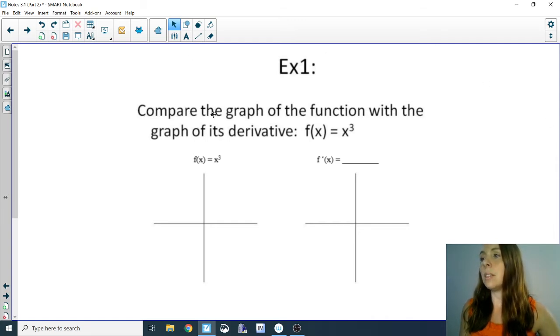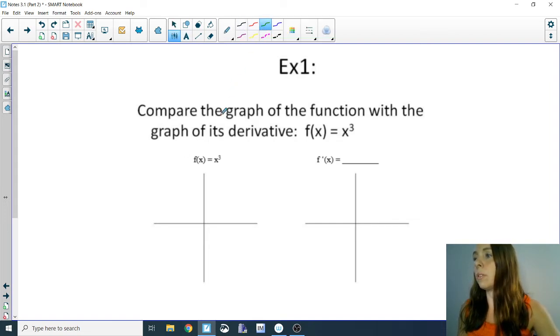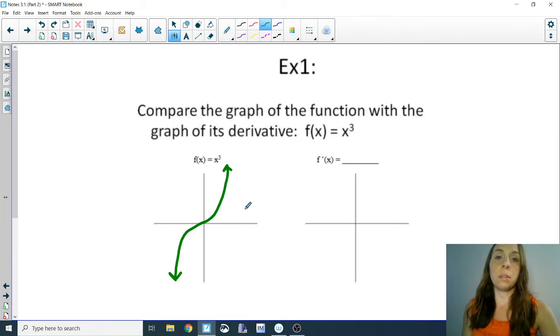Okay, so all it says is compare the graph of the function with the graph of its derivative. So let's just do the graph of the function first, and we're just going to do a quick sketch. We know that f of x equals x cubed is this S-shaped graph, like this. Again, I'm just doing a quick sketch. But in particular, something that I want you to notice about this function is that it is increasing throughout. So I'm just going to label here the direction of the graph.